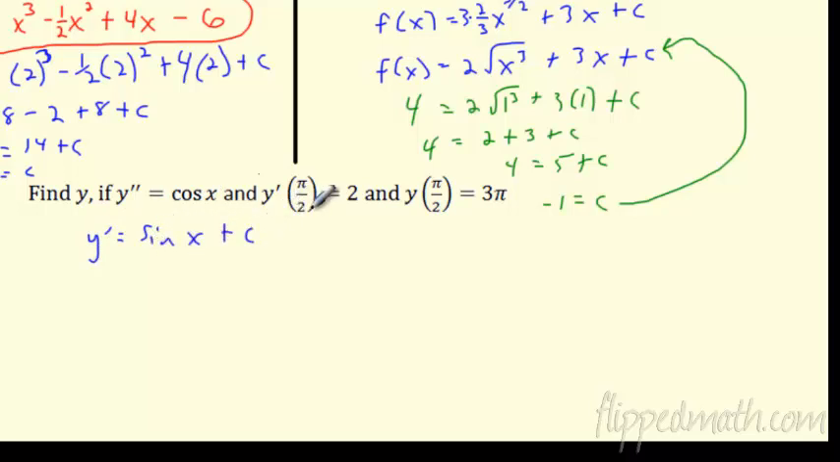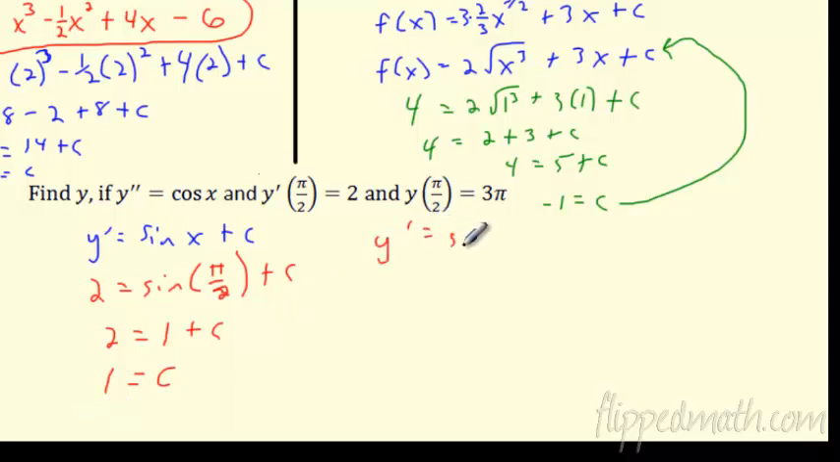But it tells me here that y prime of pi over 2 is 2. So I can plug that in. The sine of pi over 2 plus c has got to equal 2. What is the sine of pi over 2? If you think to your unit circle, straight up and down, that's just 1, isn't it? So c must equal 1. So I know that my derivative, my y prime, I'm going to write it over here, y prime equals the sine of x plus 1.